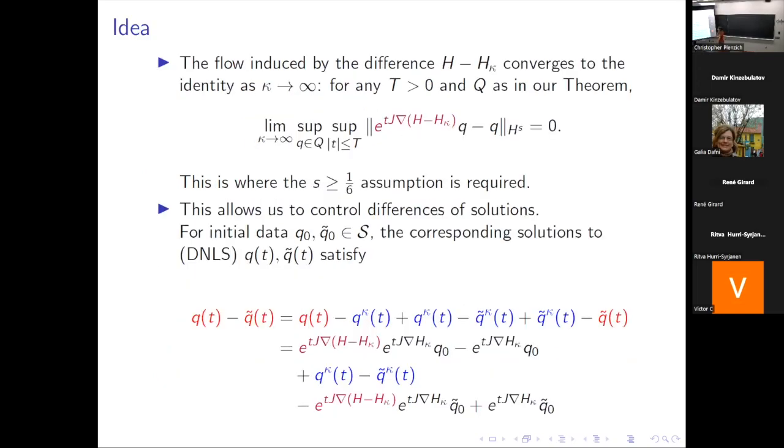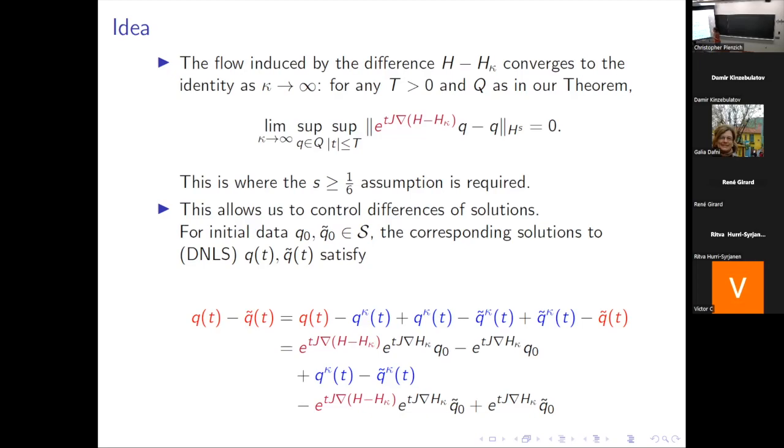So a few words about that. We look at the flow induced by the difference of the Hamiltonians H and H kappa, and we want to show that this will converge to the identity as kappa goes to infinity. In fact, we need to prove a result like this. If I take some initial data Q and flow it under this difference flow, I want it to converge to the identity in HS, and I want this convergence to happen uniformly in time and uniformly on the set Q, which is going to be a bounded and equicontinuous set. So this is what we prove.